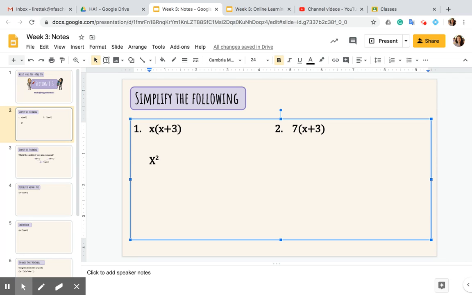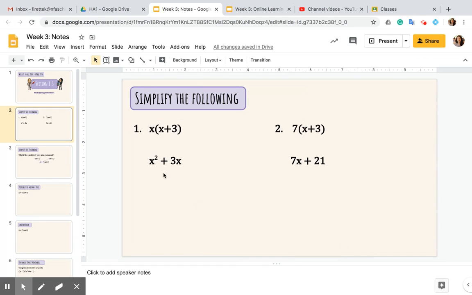X times positive 3 gives me positive 3x. I'm just going to uncapitalize that. Not a huge deal if it capitalizes it for you. You can leave it like that. All right, next one, 7 times x gives us 7x, and then 7 times positive 3 gives us positive 21. All right, so hopefully you got both of these correct.